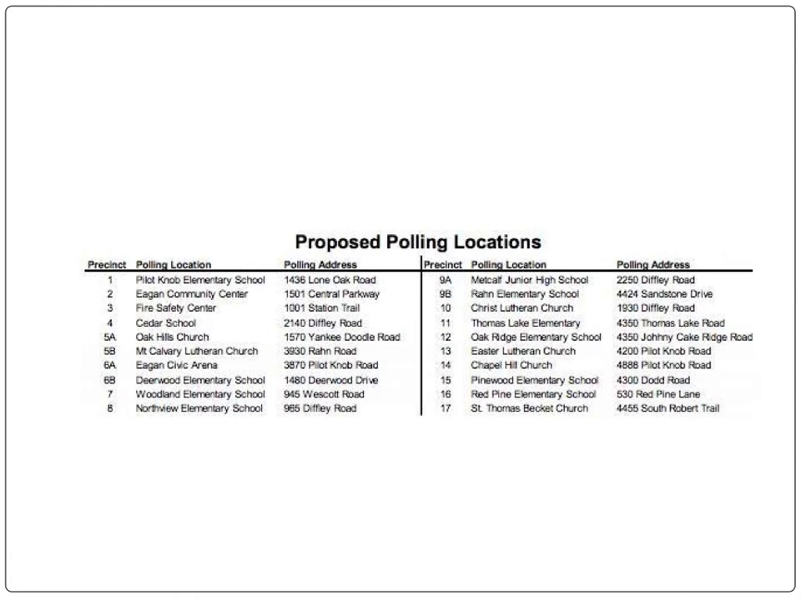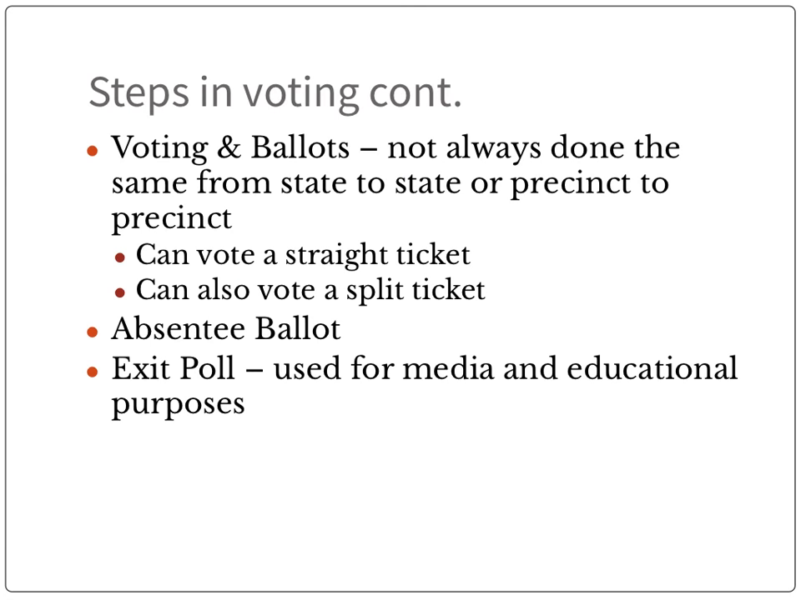So here are the actual proposed polling locations at that point that we just looked at. So you can look, if I was precinct 1, I would go to Pilot Knob Elementary School. Precinct 2 goes to Eagan Community Center. Precinct 4 goes to Cedar School. 5A goes to Oak Hills Church. So you can get the idea where you go to vote. Just a few terms to wrap up with.